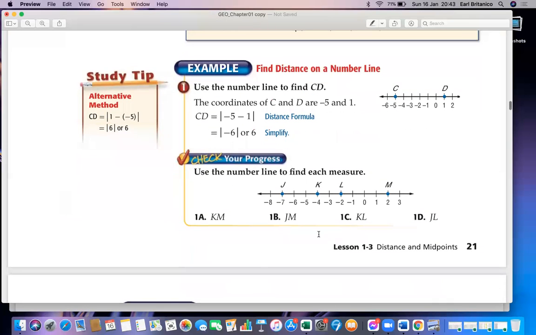Okay, so what about here? KM. What is the length? What is the distance of line segment KM? The graph is given. If the graph is given, you can count, you can jump 1, 2, 3, 4, 5, 6. So 6 units. The same thing if you do it the other way from M to K. 1, 2, 3, 4, 5, 6. So KM is 6. So I know you can now answer JM and KL, and JL. So that's how easy it is.